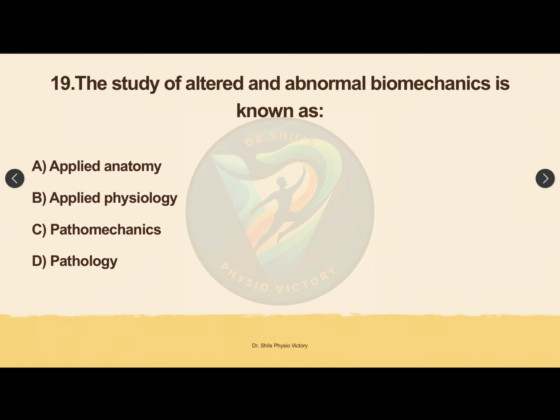The study of altered and abnormal biomechanics is known as option A, applied anatomy, option B, applied physiology, option C, pathomechanics, and option D, pathology. The answer is very easy, that is pathomechanics. Pathomechanics is the study of abnormal movement due to injury, disease, or deformity.